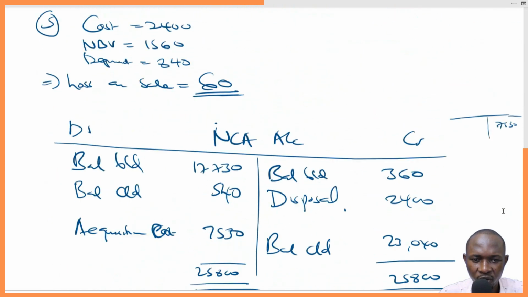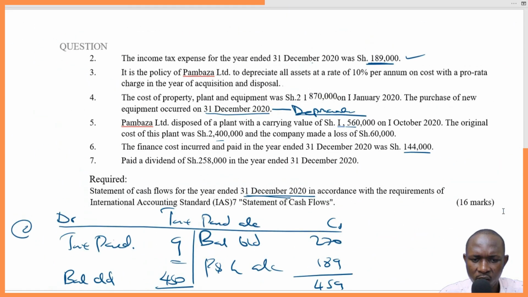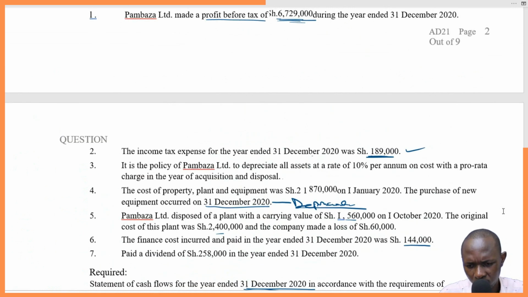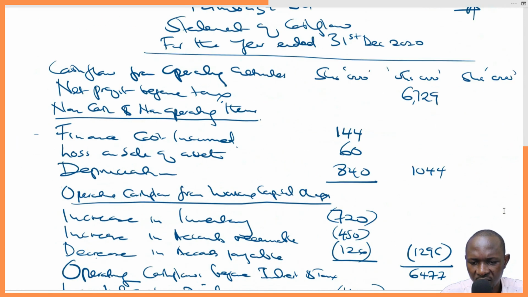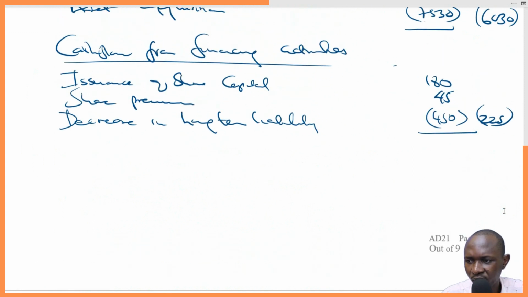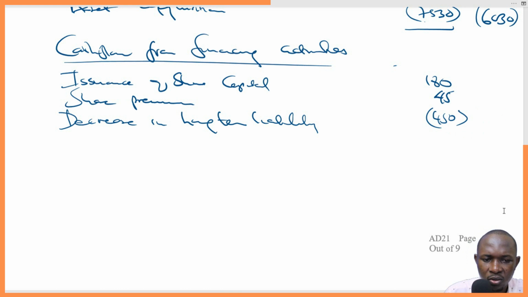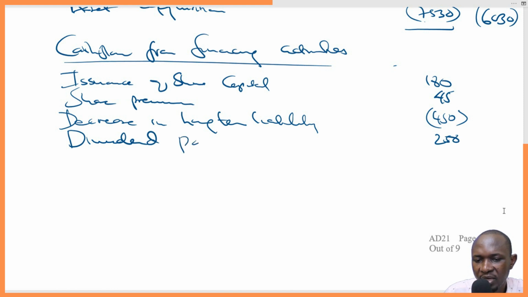I hope we've not forgotten anything. Sorry, there's something here. We're almost forgetting. Dividend of 258. Sorry for that. So dividend of 258. We simply say dividend paid. Dividend paid of 258. Since it is paid, we less.